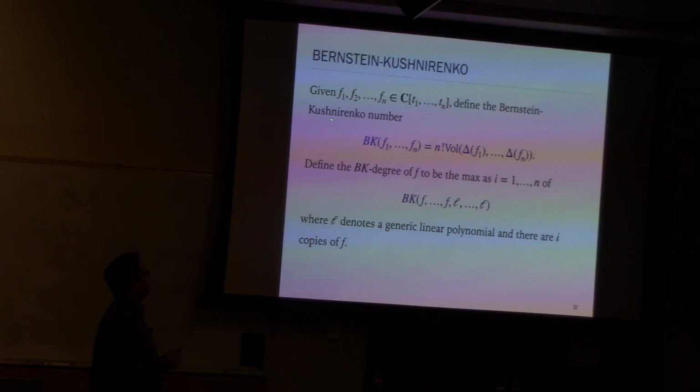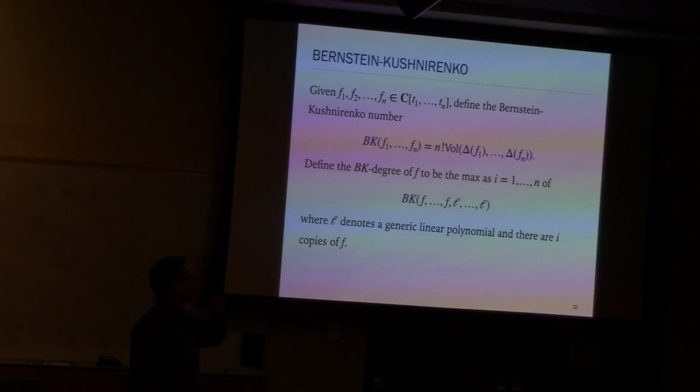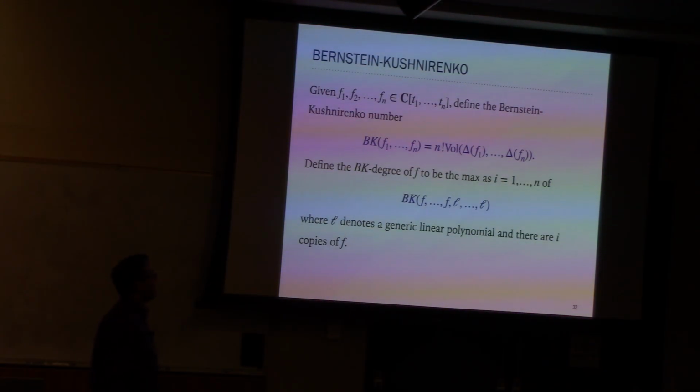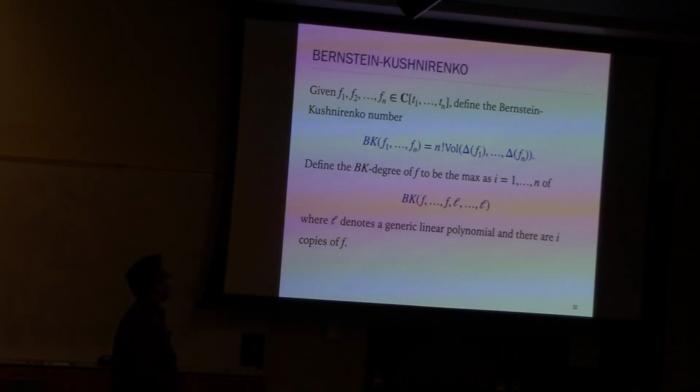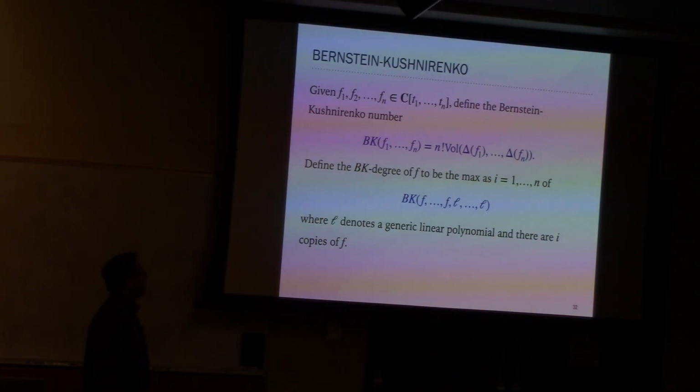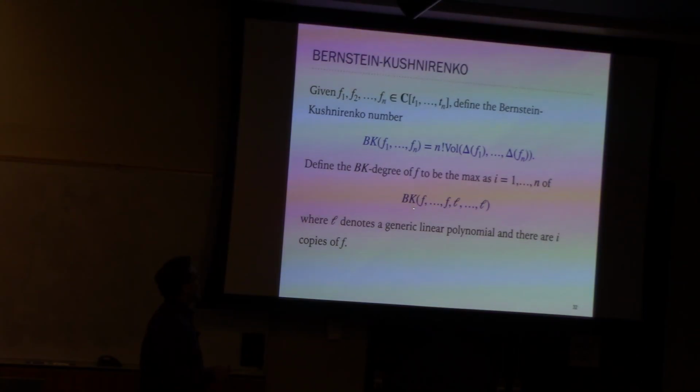So if you have a bunch of polynomials in n variables, you can define the Bernstein-Kushnirenko number as the mixed volume. So you take all the monomials that show up in each of these polynomials and you plot them as lattice points in n-dimensional space. You take the convex hull of that, right? So it comes up in toric geometry. And you take the mixed volume of those polytopes, you multiply by n factorial. Then the Bernstein-Kushnirenko number of f is defined to be the maximum, as i goes from 1 to n, of the mixed volume of i copies of f and n minus i copies of just a generic linear polynomial.